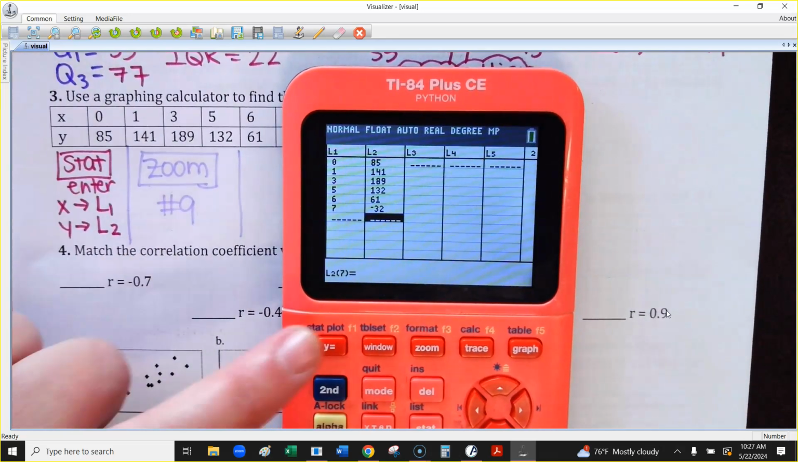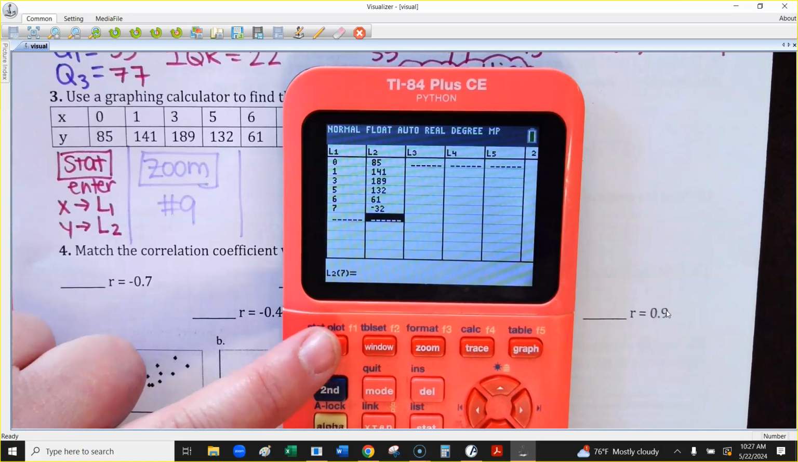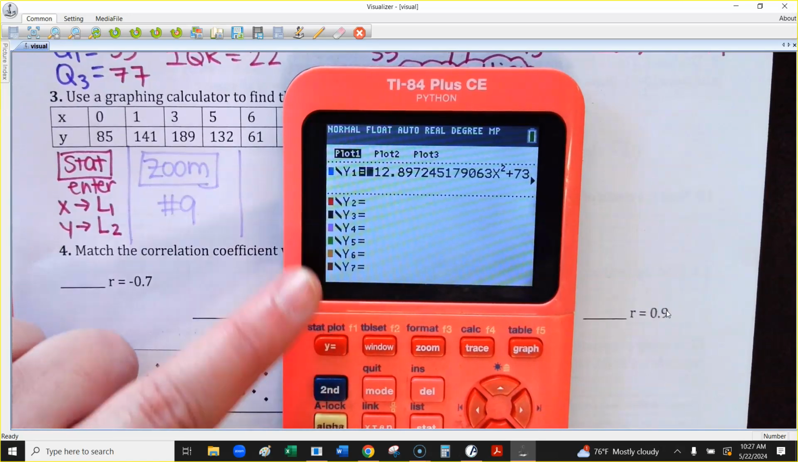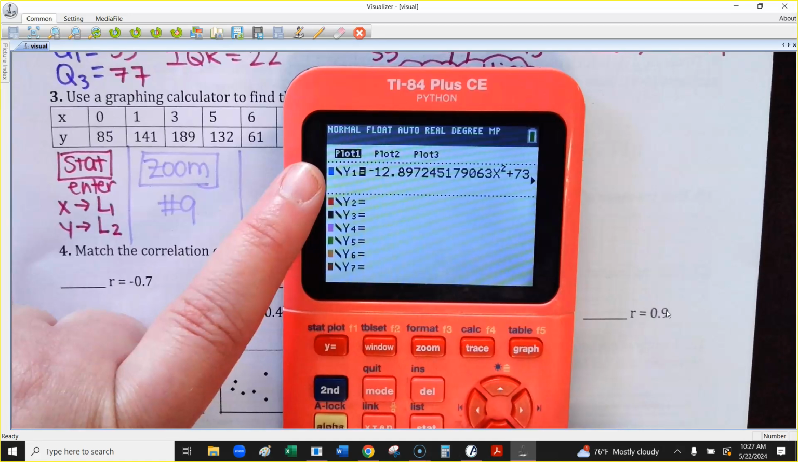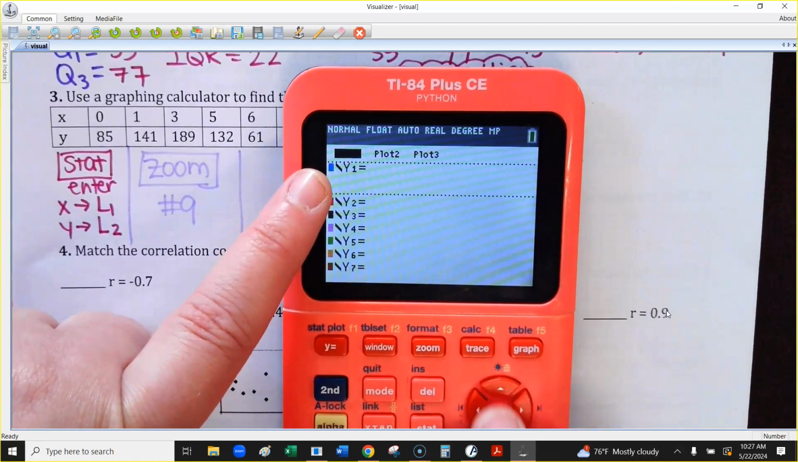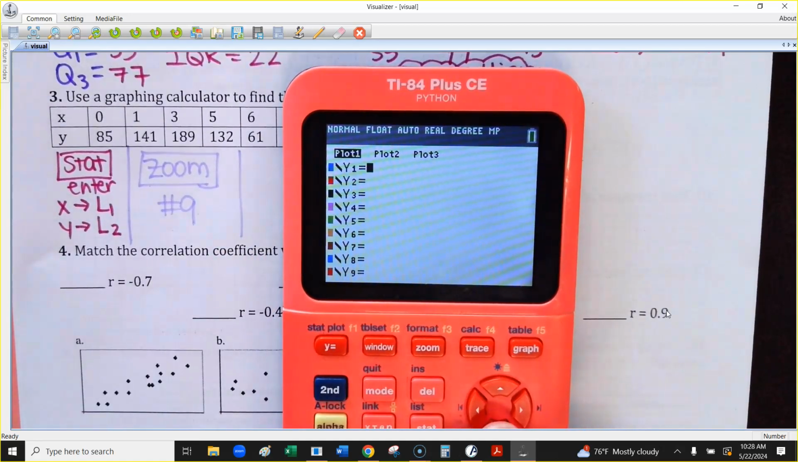If you go to the y equals up at the very top, you have to have plot 1 with a black background. If it doesn't have that, it won't show you a scatter plot. It's super easy to turn that on and off. Just arrow up to the top, hit enter, and arrow away from it. You can turn it off. Arrow up to the top, hit enter, arrow away from it, and you can turn it on. So you need that on if you want to look at a scatter plot. So make sure you got that highlighted.